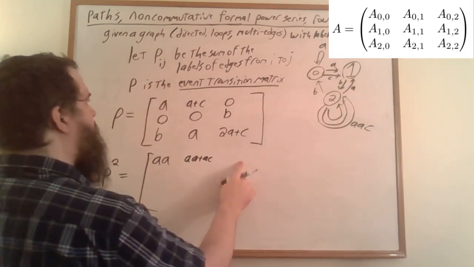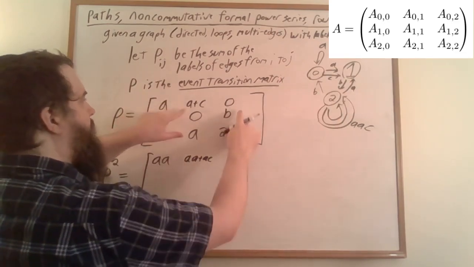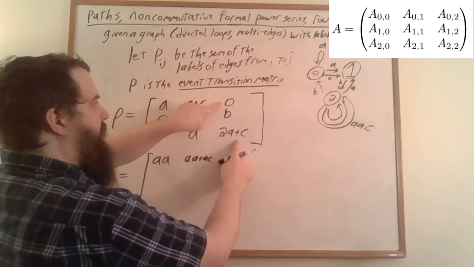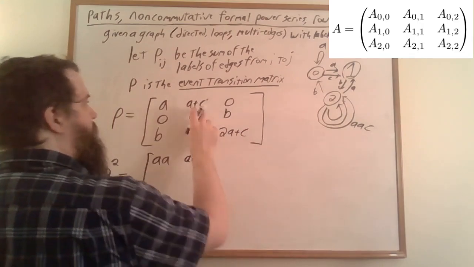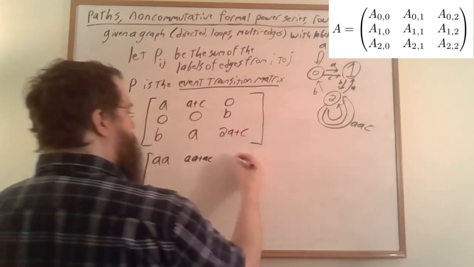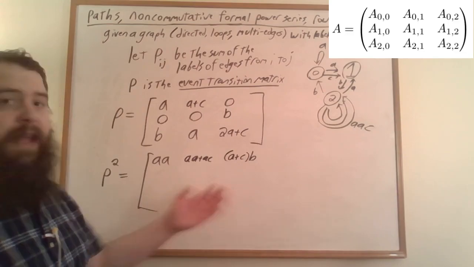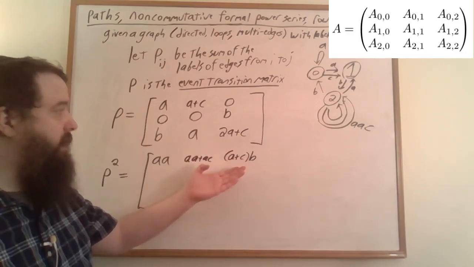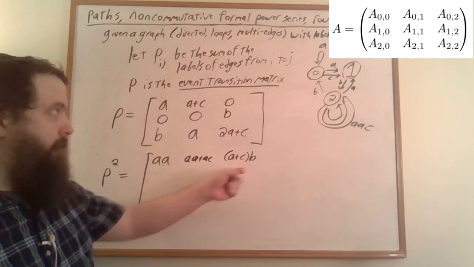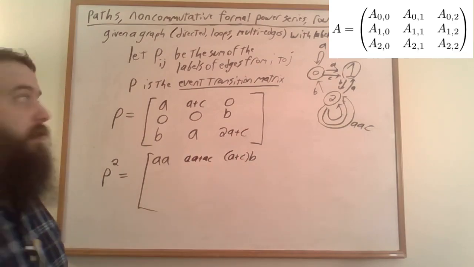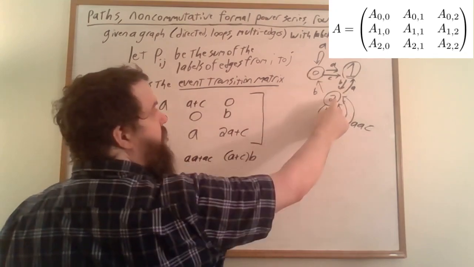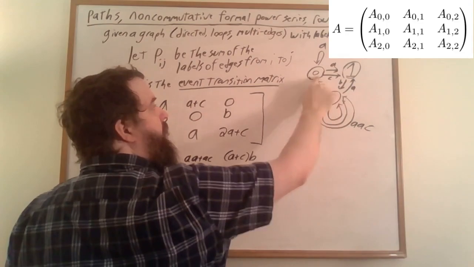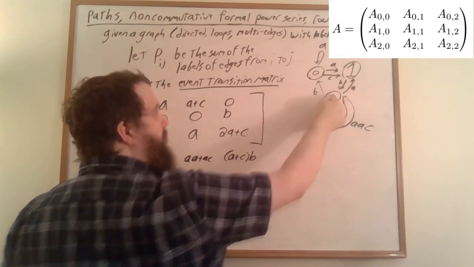This entry here is going to be A times 0 plus (A plus C) times B plus 0 times (2A plus C). In other words, just (A plus C) times B. And again, I'm going to want distributivity, this time on the other side, to turn this into AB plus CB, because those are the paths of length 2 from vertex 0 to vertex 2. Right, we can take either the edge labeled with A and then B, or we can take the edge labeled with C and then B.